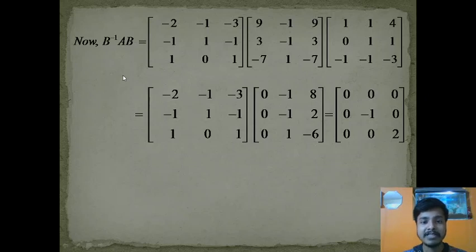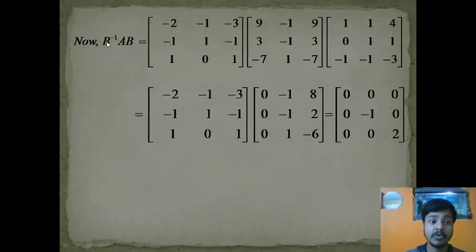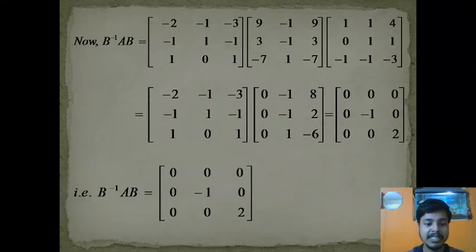Now sometimes students find the modal matrix B nicely, they have found B inverse nicely, but they make so many mistakes in the multiplication of matrices. To avoid that, we just put the matrices and write down the final answer. So what is B inverse AB? We got B inverse AB as a diagonal matrix whose diagonal elements are the eigenvalues. So this completes the solution of the given problem.